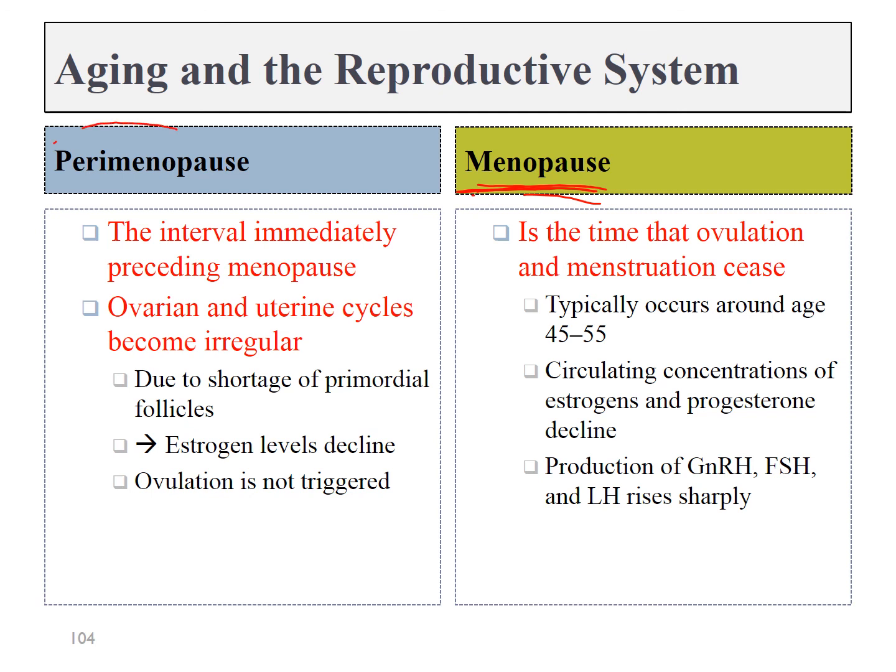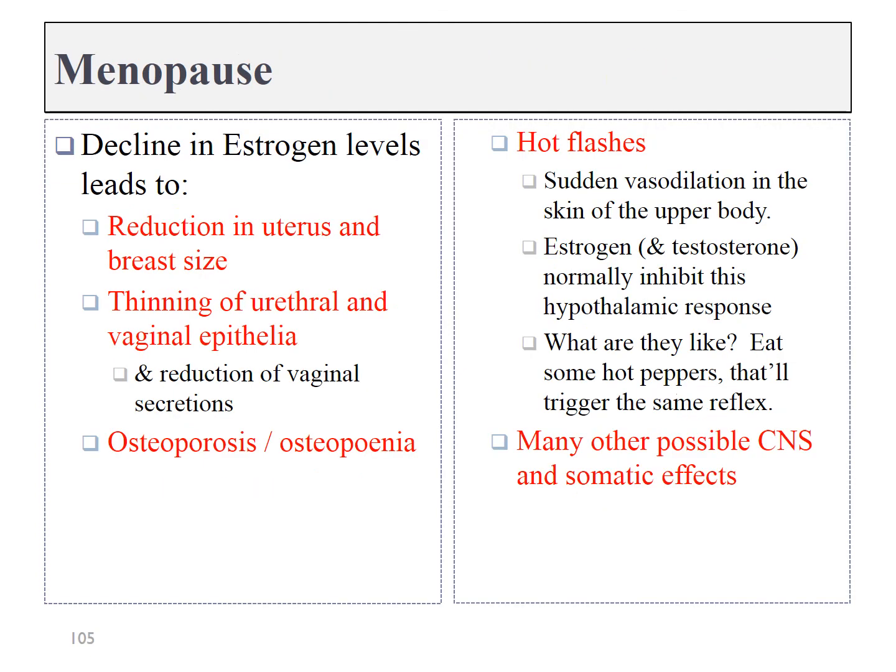This doesn't happen all at once. As a woman loses follicles and doesn't have enough to maintain the same levels of estrogen and progesterone, she goes through perimenopause, or the time before menopause. A reduction in estrogen and progesterone can inhibit the function of any tissue that responds to those hormones. This includes a reduction in the size of the epithelium of the uterus and breasts. It can also lead to a thinning of the epithelial lining of the urethra and the vagina, as well as a reduction in their secretions, which can make for difficulty during intercourse.